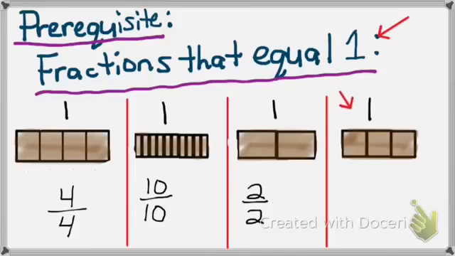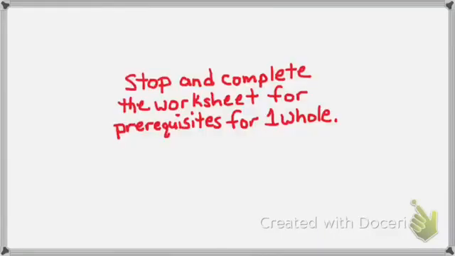Let's take a look at our last picture. I have 1 whole Hershey bar here. How many pieces does it take to make the whole? 3. How many pieces do I have if I have all of them? 3. So again, 3/3, the number over itself, equals 1 whole. Please stop and complete the worksheet for prerequisites for 1 whole.